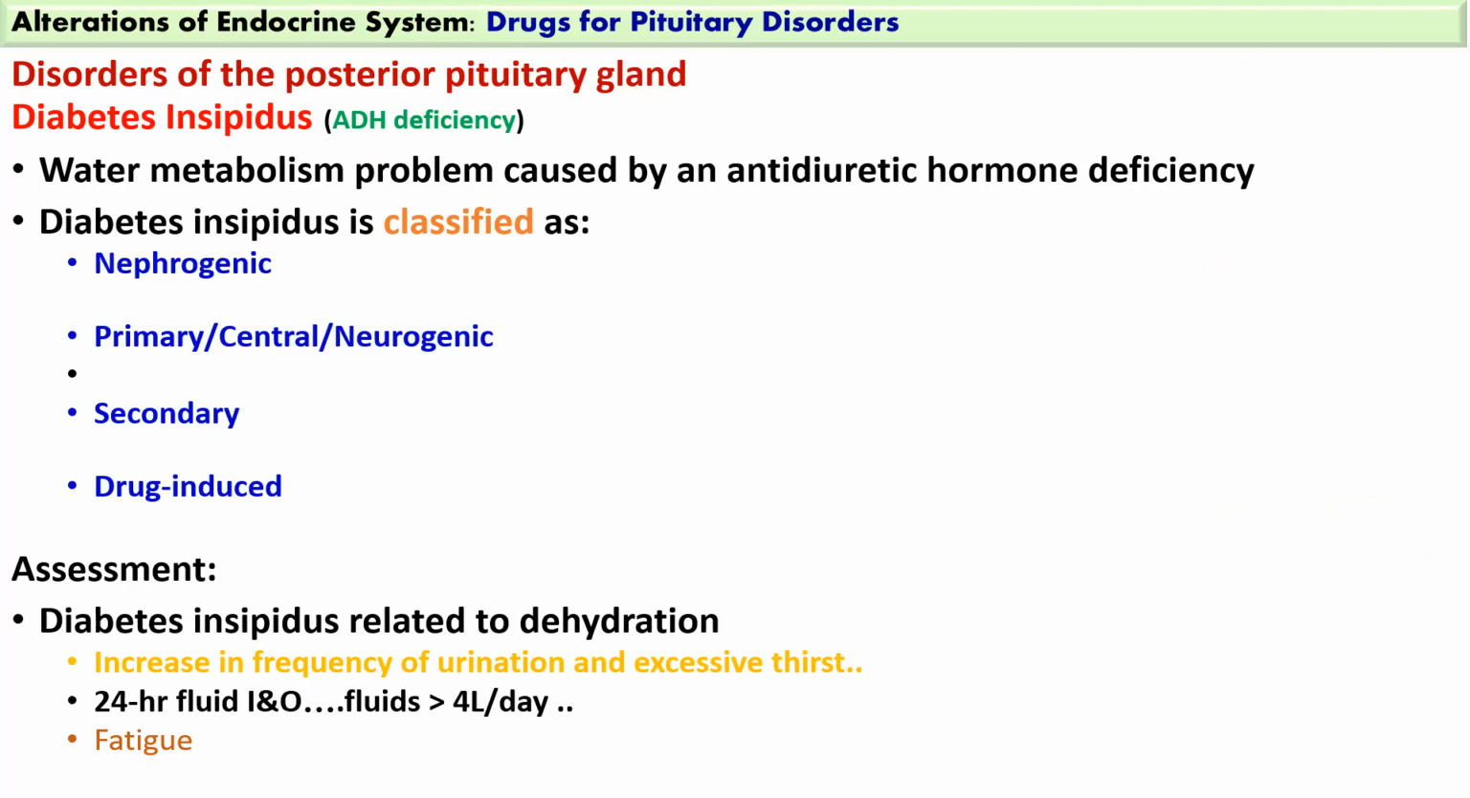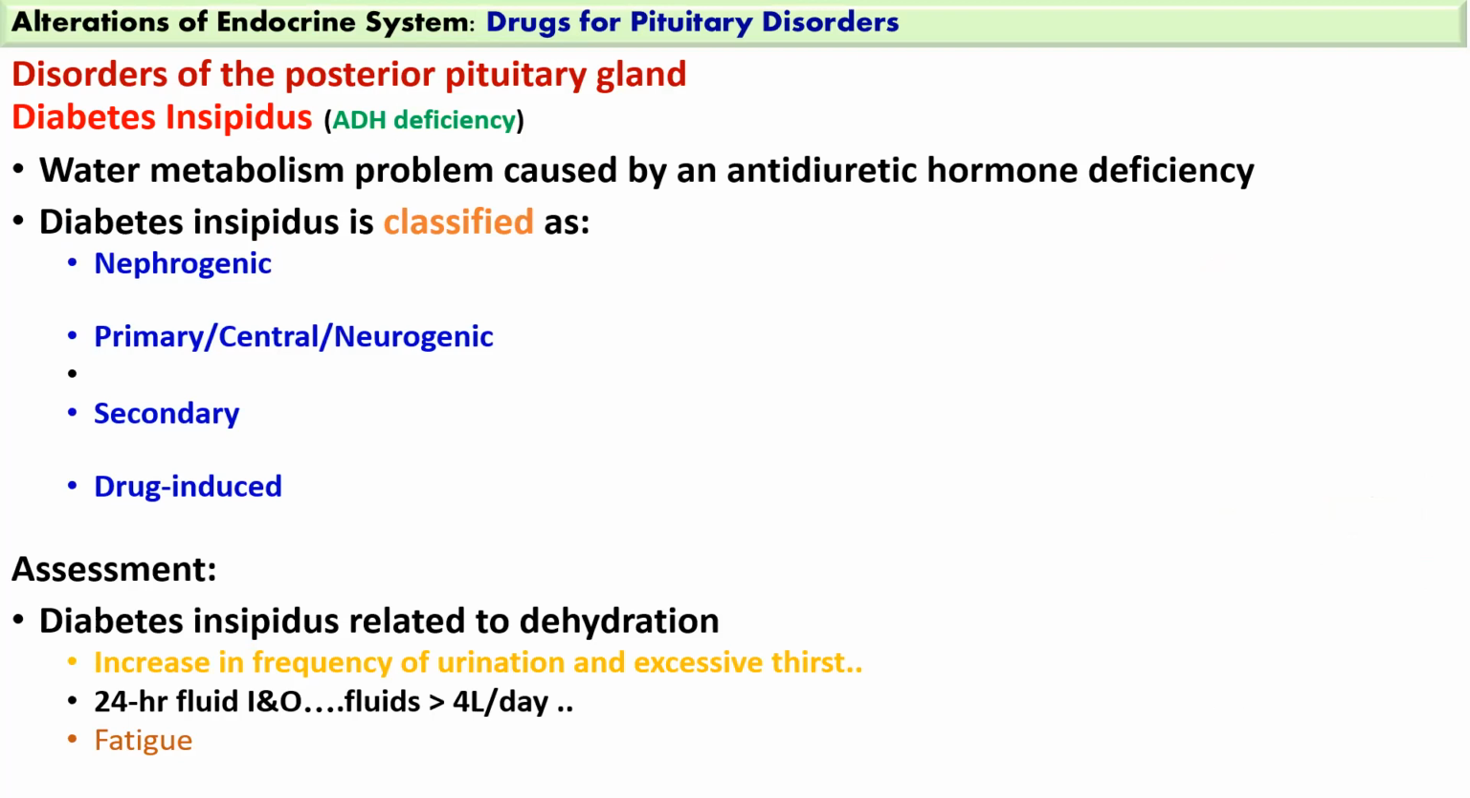The disorders of the posterior pituitary gland. So patients either it's an increase or decreased production. So the decreased production of the ADH hormone would result in diabetes insipidus. That's an ADH hormone deficiency.